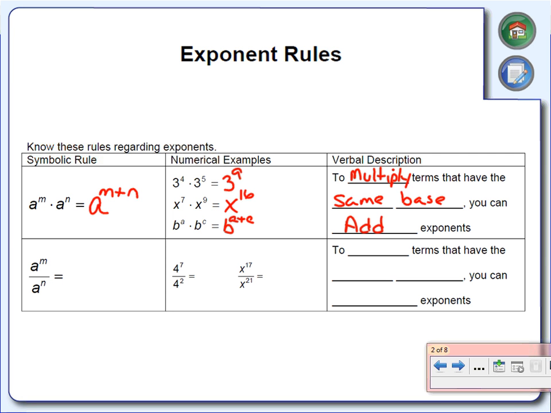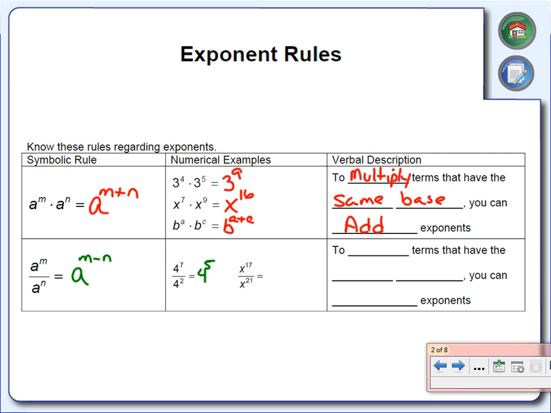At this point, we should all know that when we're dividing, what do we need to do with the exponents? Subtract. So here it's m minus n. We're subtracting the exponents. So if we look at the examples they've given us, we've got 4 to the 7th power divided by 4 squared. Of course, we would keep the base 4, and all we would do is subtract the exponents. So 7 minus 2 would give us 5. So we end up with 4 to the 5th power.